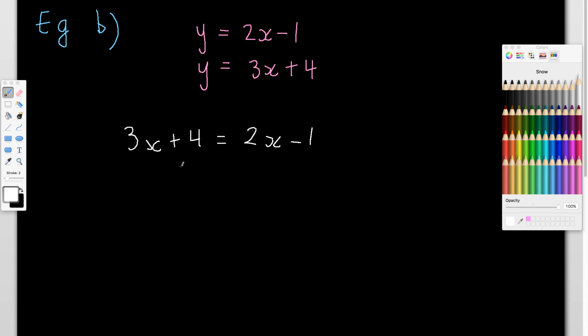Okay, I will subtract 2x from both sides. The reason I'll do that is, of course, when I do 3x minus 2x, I'm left with just x. So that works really well. And then I'll subtract 4 from both sides. So that leaves me with negative 1 minus 4, negative 5.